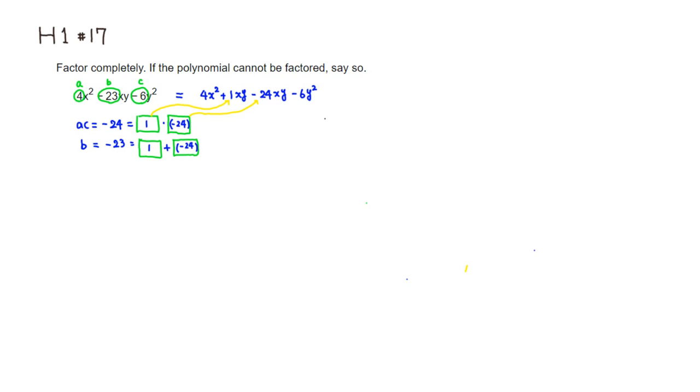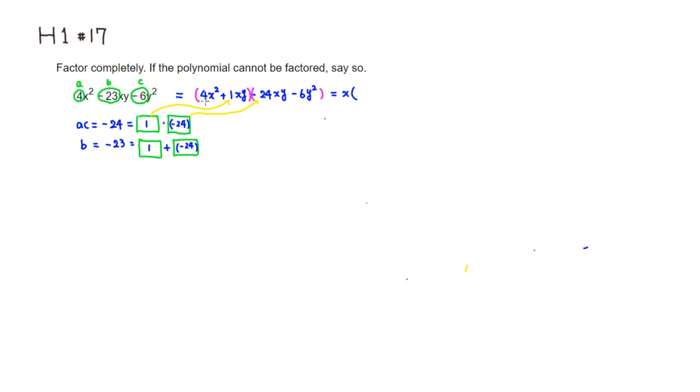Then you can see that this is going to be a grouping problem. So I'm going to group these first two together, and then these last two together. I have to probably include the negative sign there. From the first group, I try to factor out the common factor. From the first two, looks like just x is in common, so I'll pull x out.